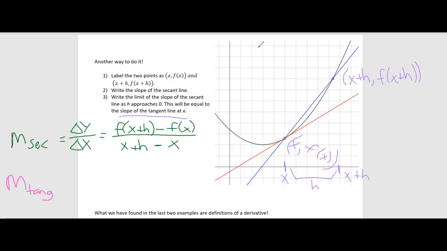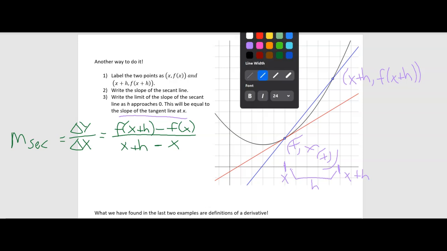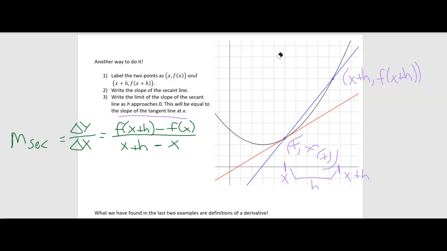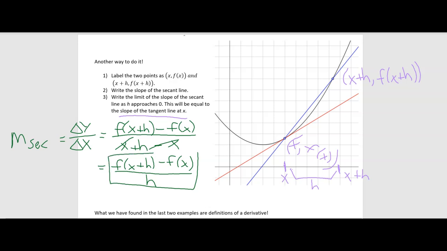You know what? Let's simplify this real quick before we get to the limit of the tangent line. You'll see why in a second. If we look at the denominator, there's nothing we can simplify in the numerator. But in the denominator, notice that these two x's simplify, so we're left with h. So that is the slope of the secant line.